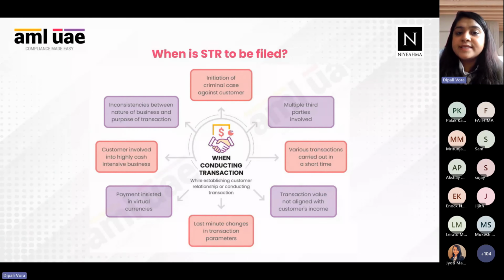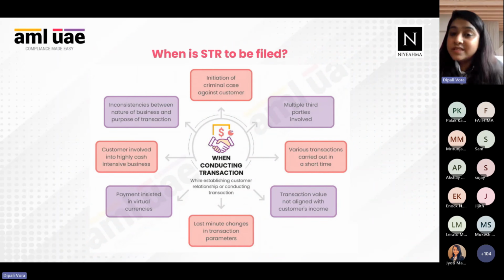So let's look at some examples of when we can file a suspicious transaction report. If we come to know, as a part of the ongoing monitoring that we do for all of our clients, that for any of our existing clients some adverse media has been circulated, or some criminal case has been initiated against that particular client. If in a transaction there are multiple parties involved, which makes no legal sense for the involvement of so many persons in one transaction, you can opt to file a suspicious transaction report.